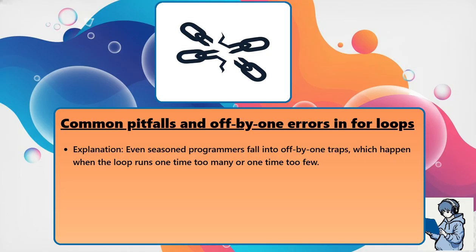Even seasoned programmers fall into off-by-1 traps, which happen when the loop runs 1 time too many or 1 time too few.